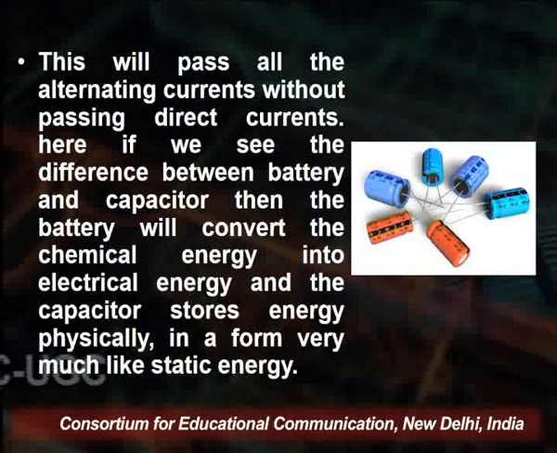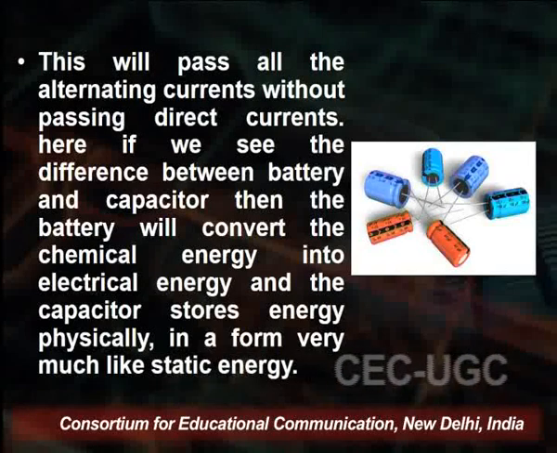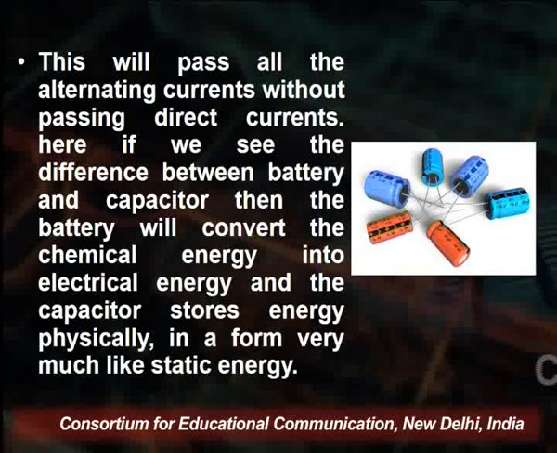Here, if we see the difference between the battery and the capacitor, then the battery will convert the chemical energy into the electrical energy, and the capacitor stores the energy physically in a form very much like static energy, and that will be used in the electronic circuit. And it has some characteristics: it has a best nominal capacitance, it has a high tolerance, it has a high leakage current, the temperature will affect the capacitance, and polarization is the main characteristic of it.